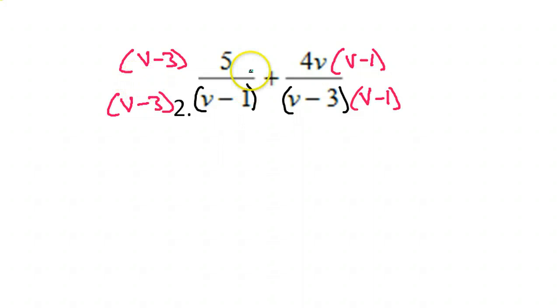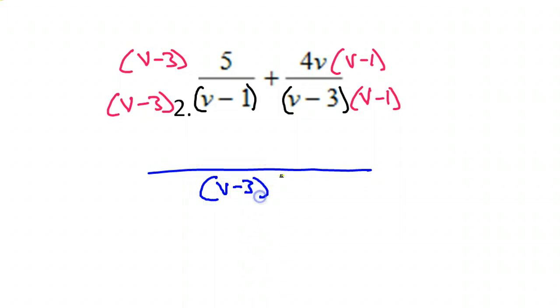Okay, so now I have like denominators, so I can add. My like denominator is v minus 3 times v minus 1. Okay, that's the common denominator. Now in the numerator, I'm going to distribute right here.